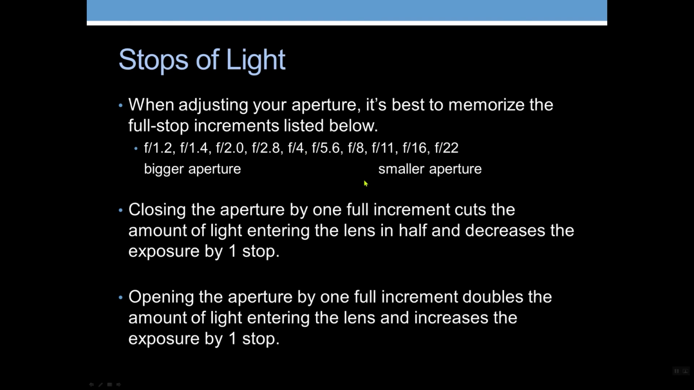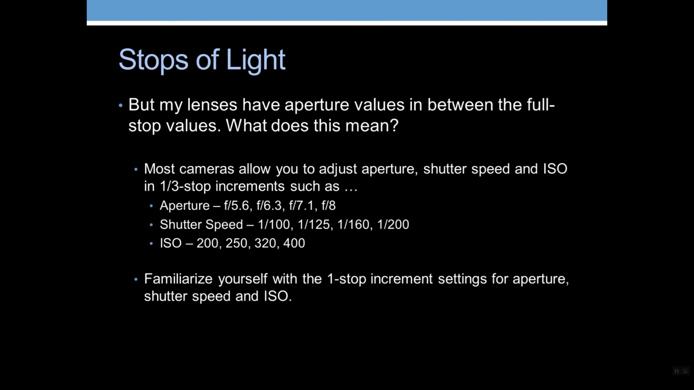Now closing the aperture by one full increment cuts the amount of light entering the lens in half and decreases the exposure by, you guessed it, one stop. Opening the aperture by one full increment doubles the amount of light entering the lens and increases the exposure by one stop. But Mike, my lenses have aperture values in between the full stop values.